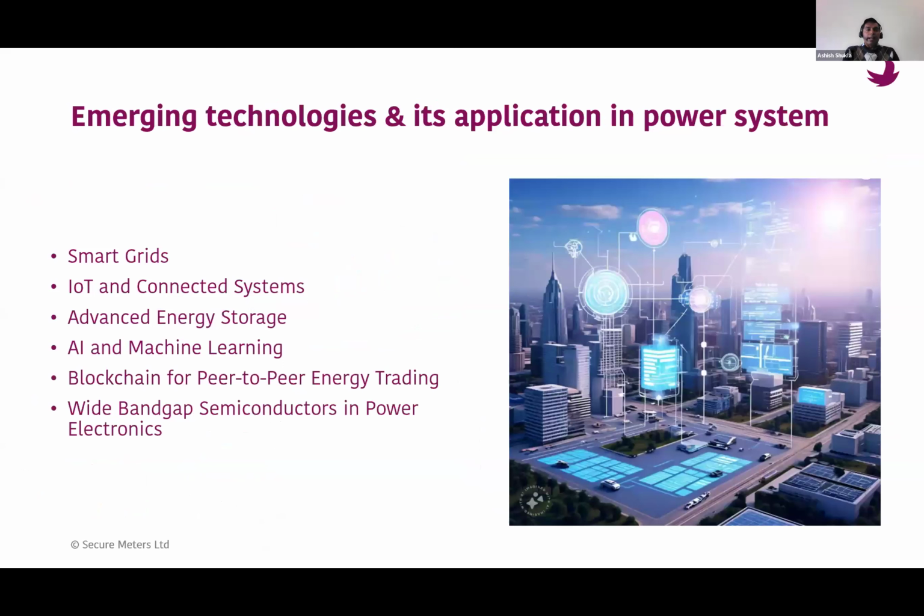Now coming to the technologies part. This one I explained to you last time, and I will recap it again so that you remember. Many things which I have listed, it's more than that, but I will take some examples out of that. For example, smart grid. What is a smart grid? IoT and connected systems, advanced energy storage, I will also talk about that, AI/ML use cases, and blockchain. These are technologies which I also explained last time, and I will just try to give you more context so that you are able to relate to it.